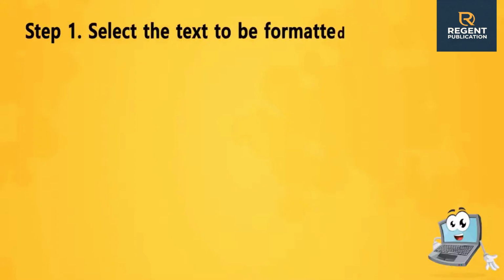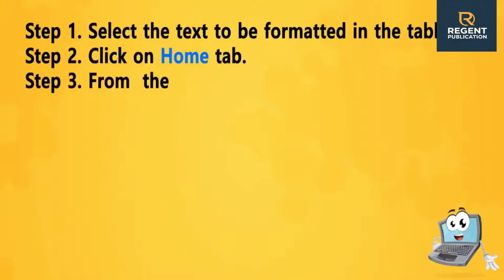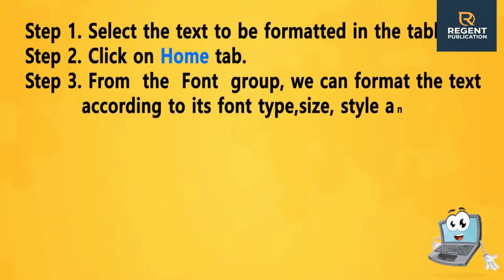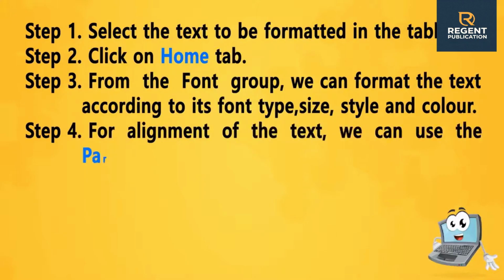Step 1. Select the text to be formatted in the table. Step 2. Click on Home tab. Step 3. From the Font group, we can format the text according to its font type, size, style, and color. Step 4. For alignment of the text, we can use the Paragraph group in the Home tab.